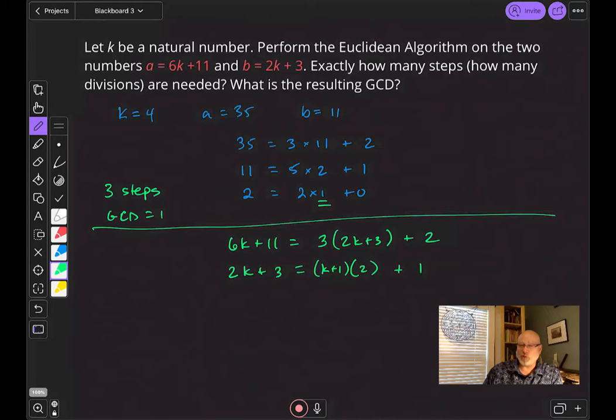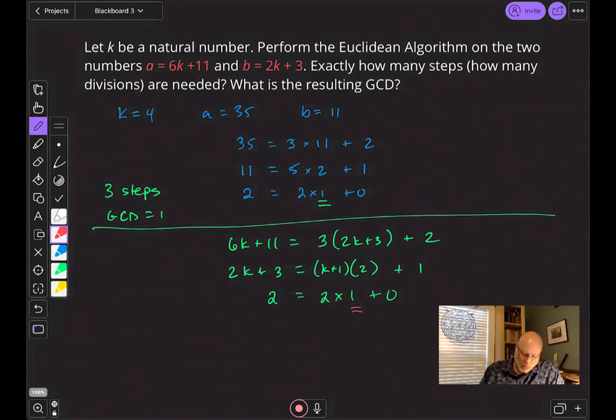It looks like we're almost to where we need to be, because my next step is to bring over the 2, and it's 2 times 1 plus 0. So therefore, we're done, because we have a remainder of 0. That's the goal in this process. It's a nice thing about the Euclidean algorithm: we know when we're done.